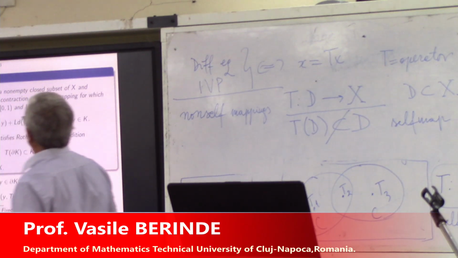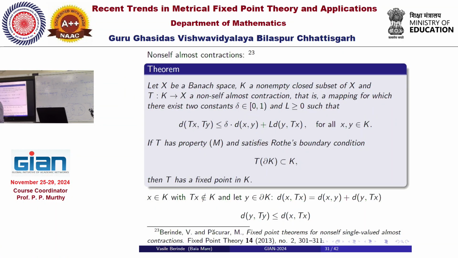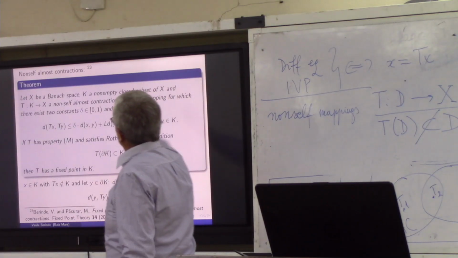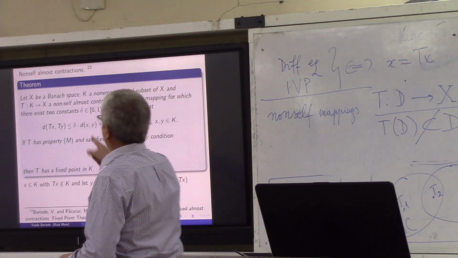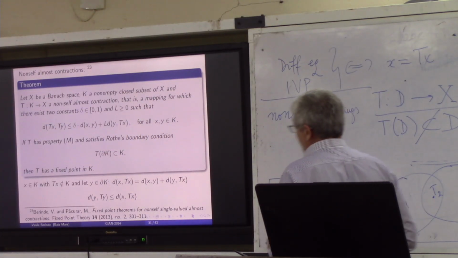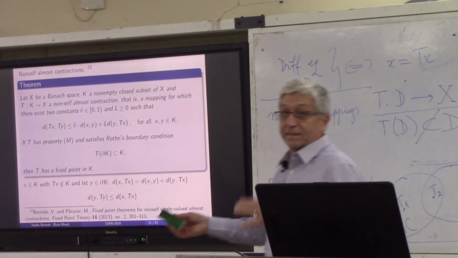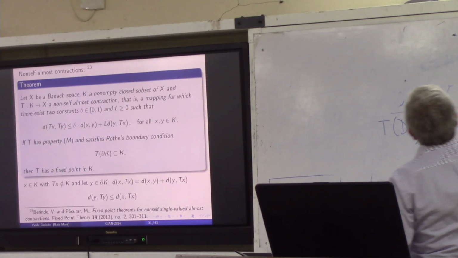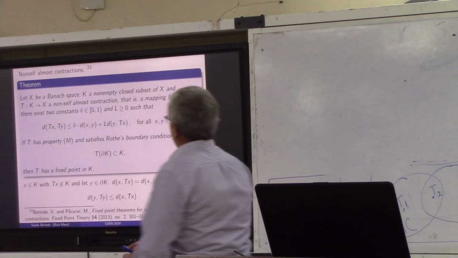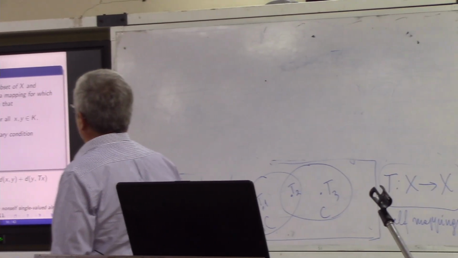K is a non-empty closed subset of X, and T is a non-self almost contraction, which means T is mapping the set K into the whole space X. And we know that we have this condition for almost contractions. If we introduce this property M, it comes from monotony. Because my co-author's initial is M, some people ask if it comes from her name, and it is not, it comes from monotony. And this property is very important, because in the proof there is a similar case to the previous result I mentioned.